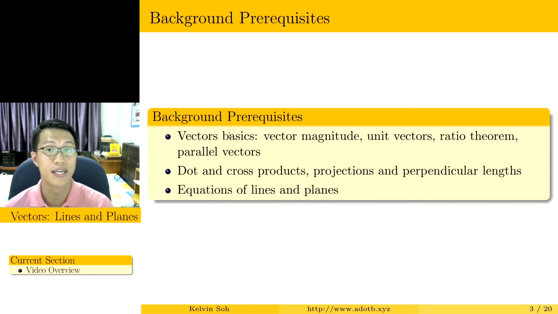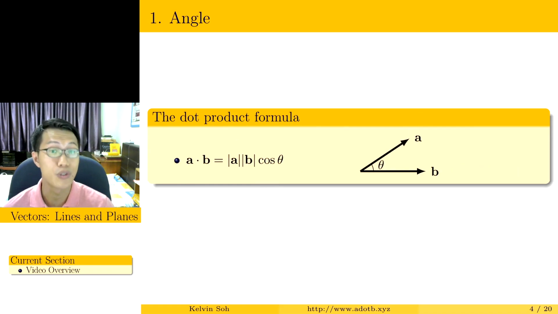So first, we'll be using our basic concepts of vectors, the idea of vector magnitude, unit vectors, ratio theorem, and parallel vectors. We'll also be using the dot and cross products, especially in projections and perpendicular lengths. Finally, we also assume familiarity with the equation of lines and planes and being able to make use of those equations to tackle problems. So with that, let's go to the first section, where we'll be covering how to calculate angles between objects.